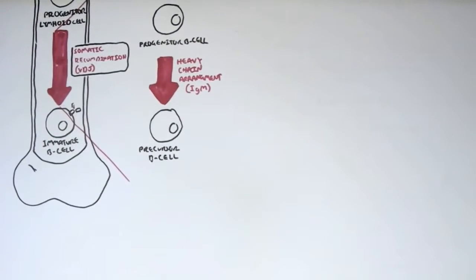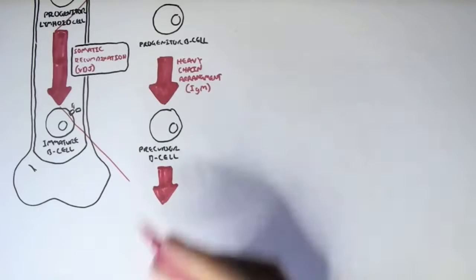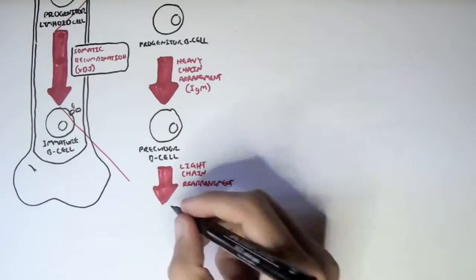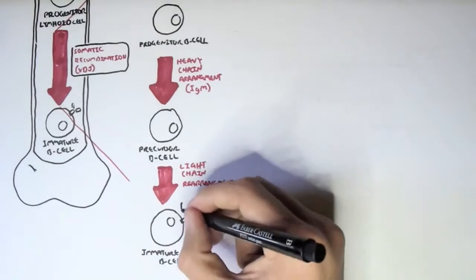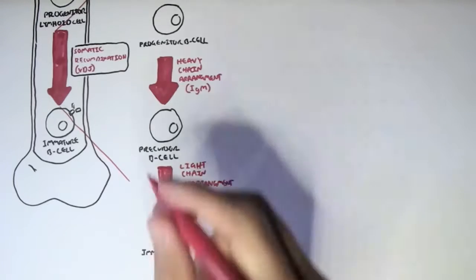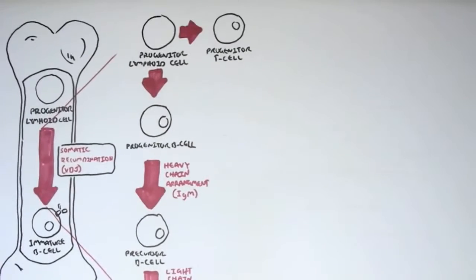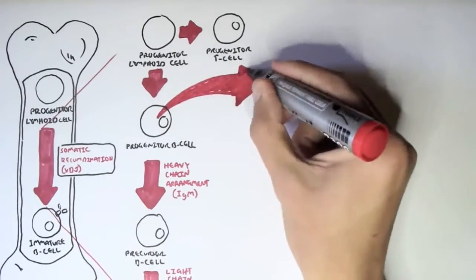When it becomes a precursor B cell, the precursor B cell will then undergo another somatic recombination, but this time of the light chain, so light chain rearrangement, to become an immature B cell. So as you can see, there are 2 somatic recombinations occurring, 1 in the heavy chain and 2 in the light chain. So let's go back to where the progenitor B cell will undergo its first somatic recombination.